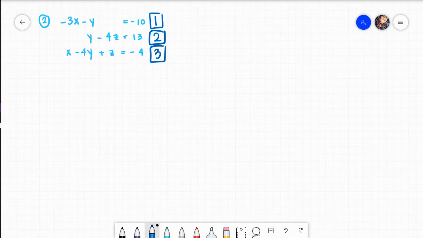You should notice that I could not use equation 1 to solve for the z variable in equation 3, because I don't even have a z in equation 1 to be able to solve for the z in equation 3. Also, equation 2 doesn't have an x, so I wouldn't use that one to pair with equation 1 or equation 3. What I do notice is that equation 1 and equation 3 both have an x. So I actually want to focus on those.